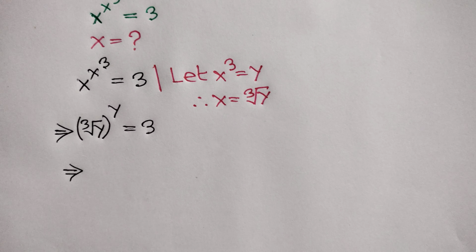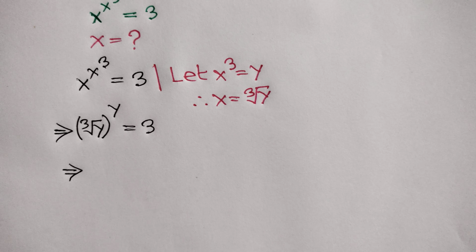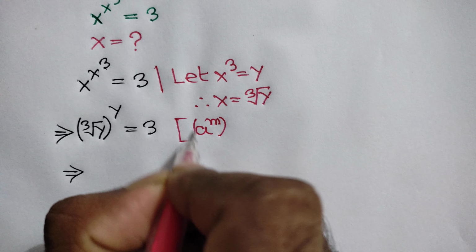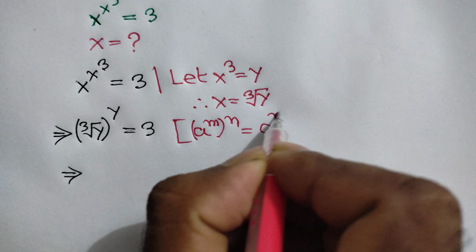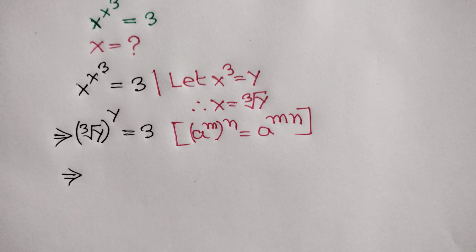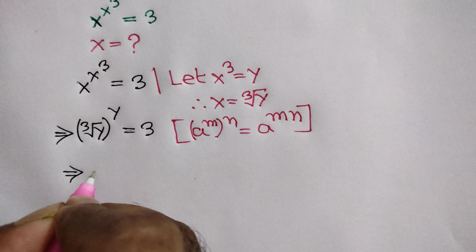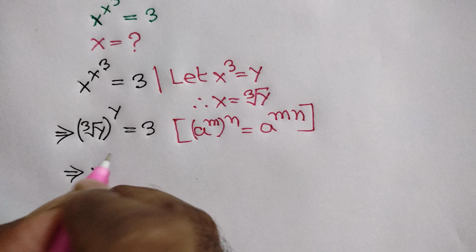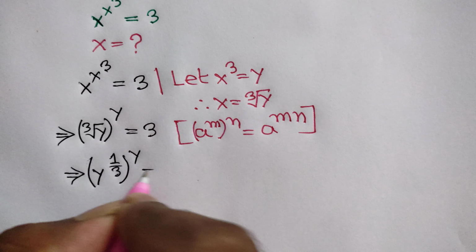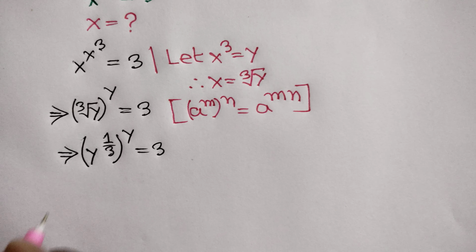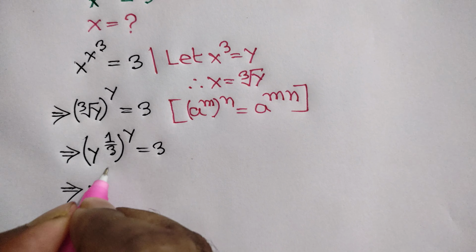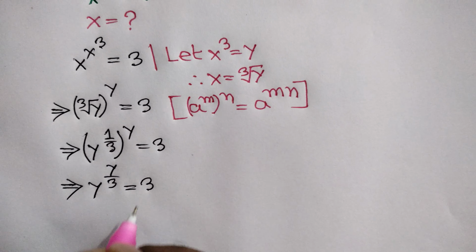Now we know an exponential formula, a to the power m whole to the power n is equal to a to the power mn. Now we can write here y is equal to y to the power 1 over 3 whole to the power y is equal to 3. Now apply this formula here, we can write y to the power y over 3 is equal to 3.